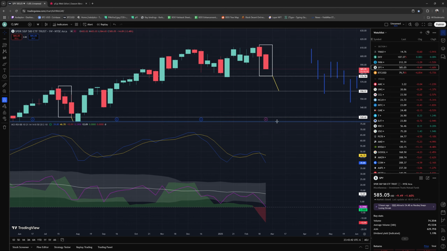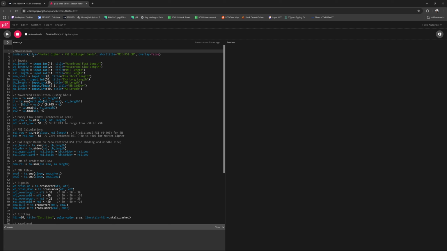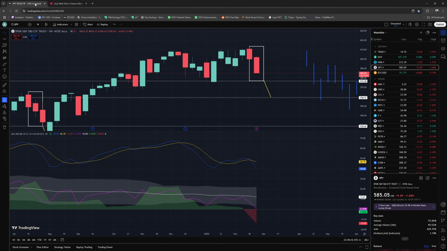So I have been working on my signals. Now I have created a script for TradingView that I will link for free. With the P5JS web editor, I just copied it into there, and I figured out I made a game. It's a stock trading game. It's a lot of fun. I have a previous video uploaded about that. But I will link this exact indicator for free in the description below.